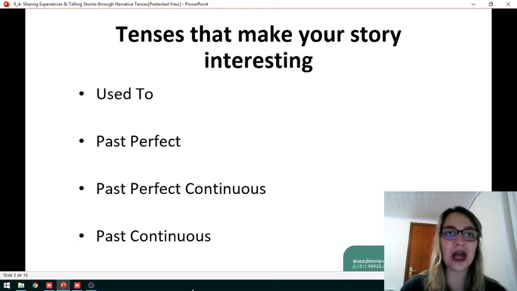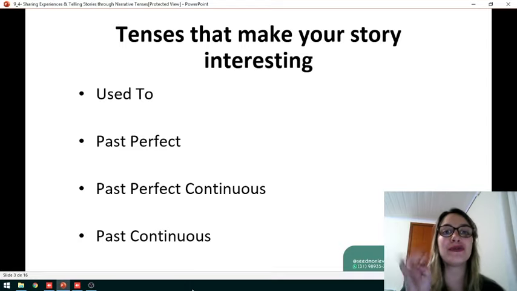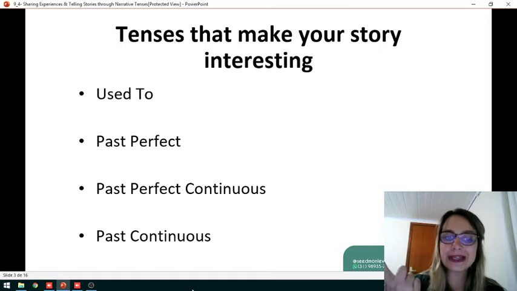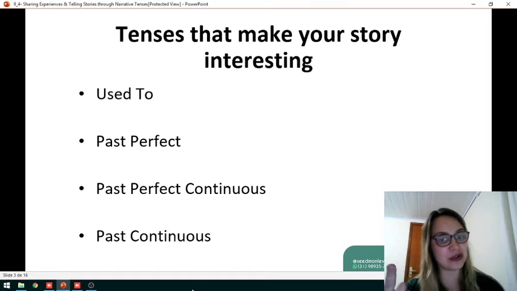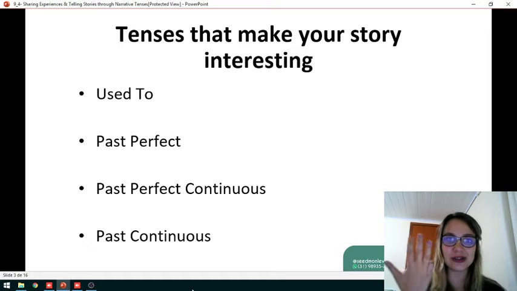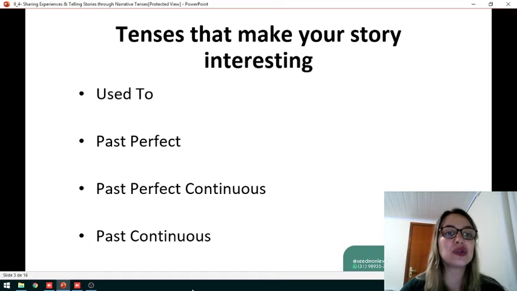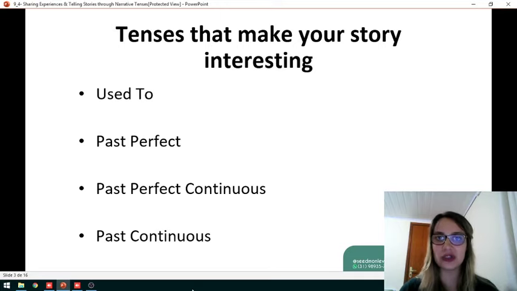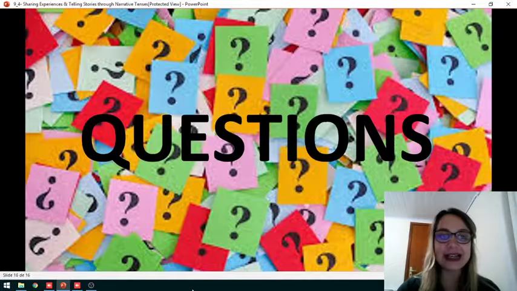So today we went through a lot of different tenses. We went through 4 major tenses. We reviewed used to, the past perfect continuous, as well as the past continuous. So we can use all of these to talk about stories, and we can use them together to talk about things that happened in the past to make our stories sound a lot more interesting and engaging for the person who we're speaking to. So I hope you all enjoyed tonight's content.